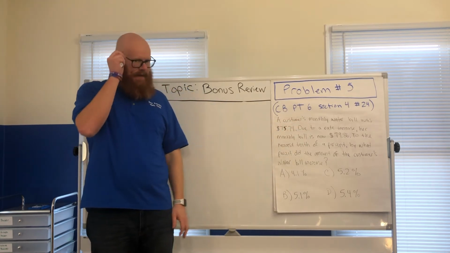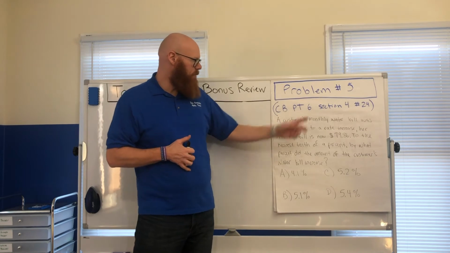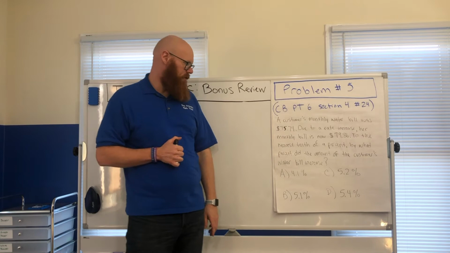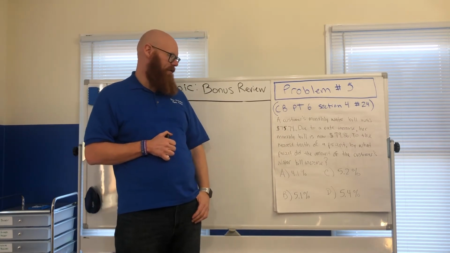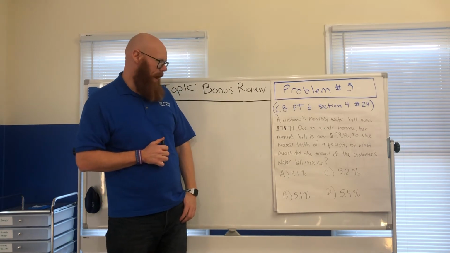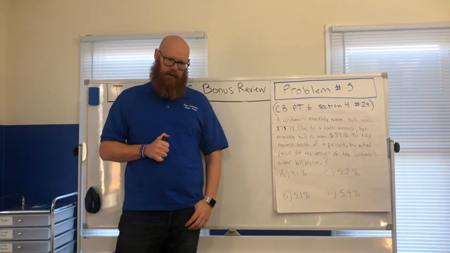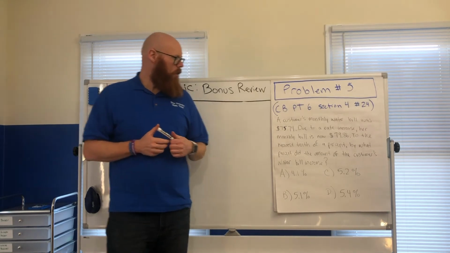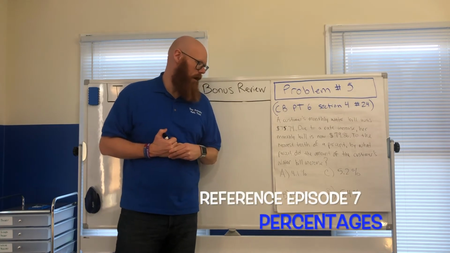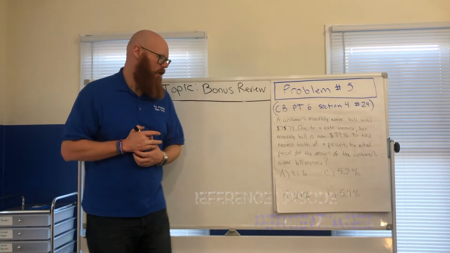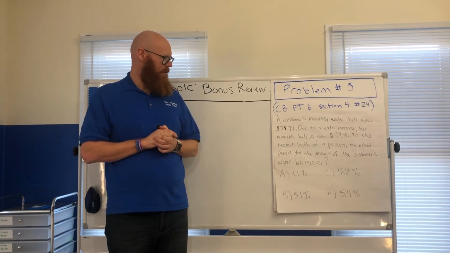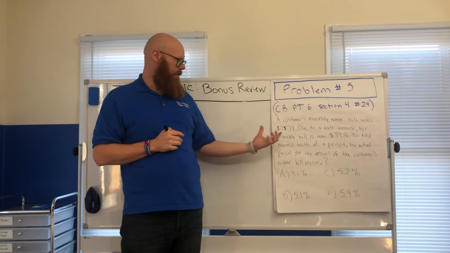All right, so it's something that you want to look for. A customer's monthly water bill was $75.74. Due to a rate increase, her monthly bill is now $79.86. To the nearest tenth of a percent, what percent did the amount of the customer's water bill increase? All right, so we want to look at this from what we were talking about back in Episode 7, which was our percents. We want to think about this as what number did we multiply the original one by?